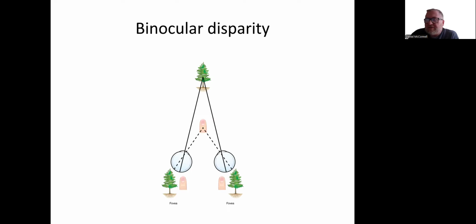And so this kind of spatial organization and this difference in the way in which the finger relative to the distant tree is projected to the right eye is different from the left eye. And the brain is going to, again, be able to use that kind of disparity or difference between the two retinal images to compute the exact distances to these objects.